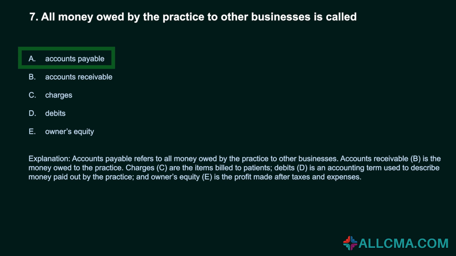Accounts payable refers to all money owed by the practice to other businesses. Accounts receivable, B, is the money owed to the practice. Charges, C, are the items billed to patients. Debits, D, is an accounting term used to describe money paid out by the practice, and owner's equity, E, is the profit made after taxes and expenses.